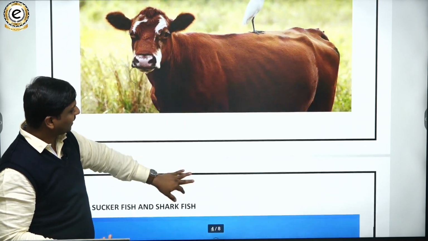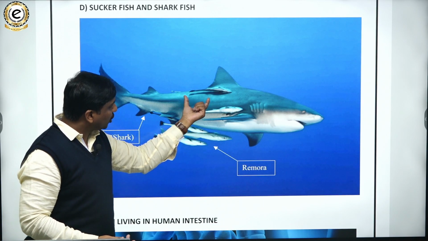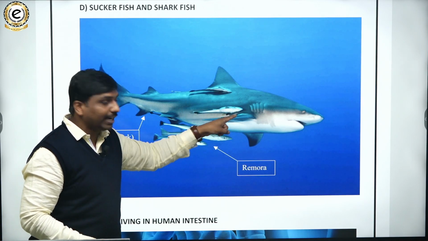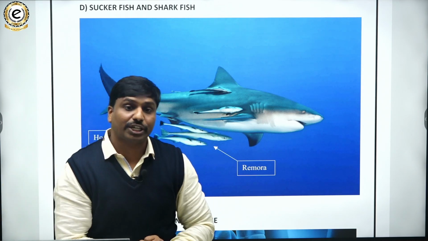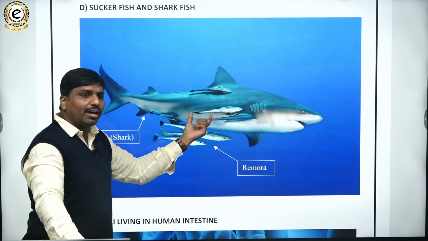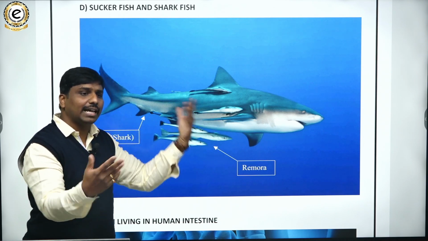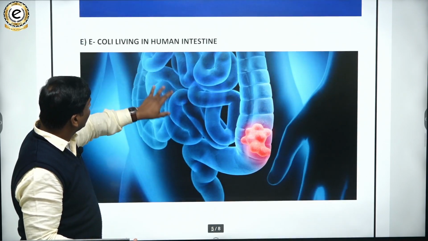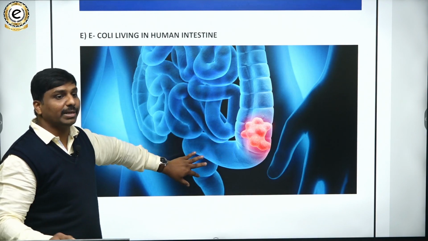Likewise, this is another example: shark fish and sucker fish. This is the shark and this is the sucker fish. It gets fixed to the dorsal fin of the shark and gets free transportation and protection from it, whereas the shark will have no effect or harm. That is one. E. coli bacteria living in the human intestine is another example of commensalism.